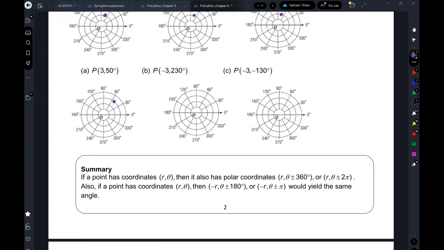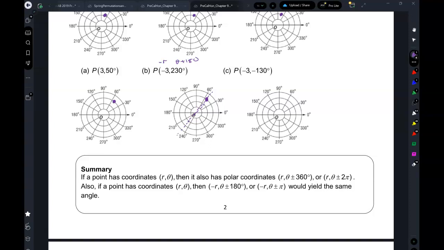This is negative 3 and 230. So 230 is right over here. But now negative 3. That would have been the ray, but negative 3 goes on the opposite ray right here. Is that the same position? So what have we done here? We made R negative, and then we did theta plus 180. That combination together makes R negative. That's what Torah was saying before. A 180 difference, that's what that does.